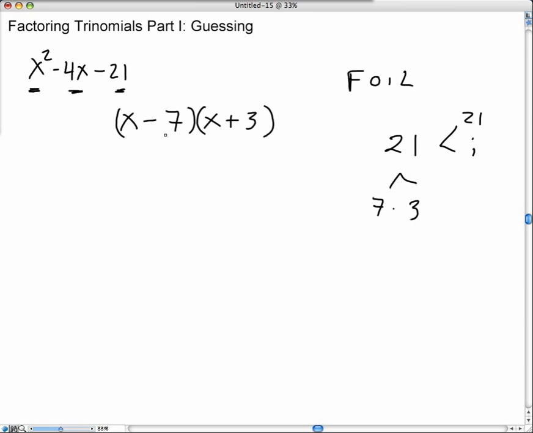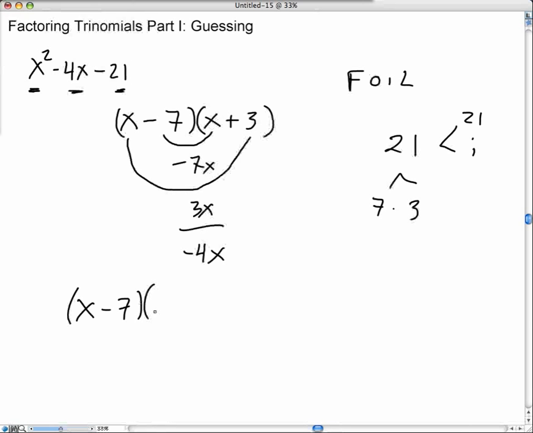Well, let's see. Negative 7 times x gives you negative 7x. And x times 3 gives you 3x. And when you add that, it gives you negative 4x, which is the middle term. So x take away 7 times x plus 3 are the two factors, or the two binomials, that make this trinomial.